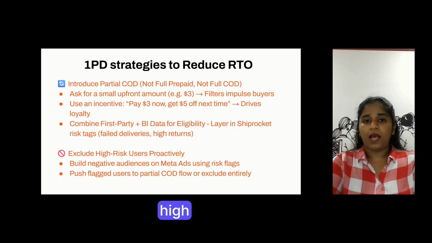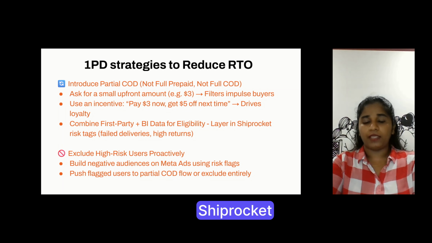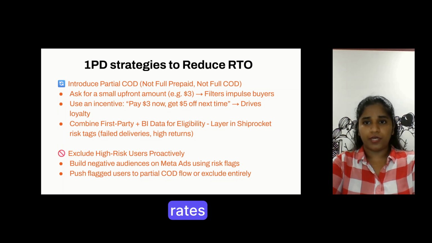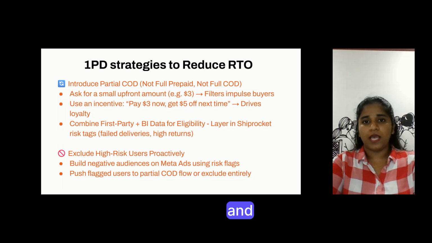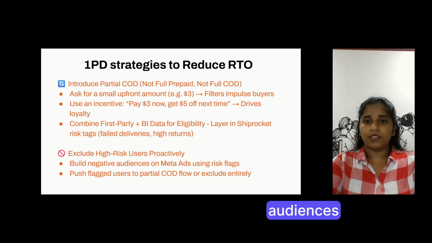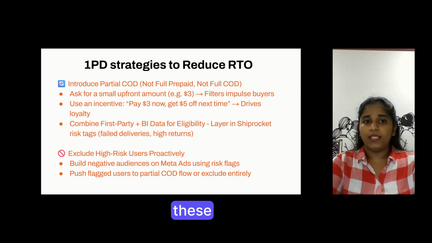Second, exclude high risk users using risk flags. Platforms like ShipRocket can flag users with multiple failed deliveries, high return rates, and COD drop offs. Use these risk flags to your advantage. Segment these users and either exclude them from the high budget meta campaign or push them to partial COD flow instead. You can even build negative audiences on meta ads. So, these risk users don't eat up your budget or mess with your lookalike accuracy.